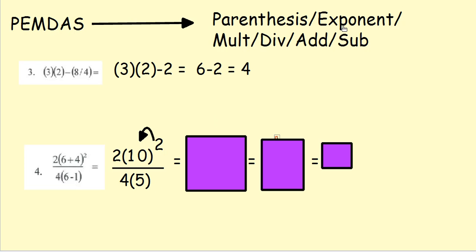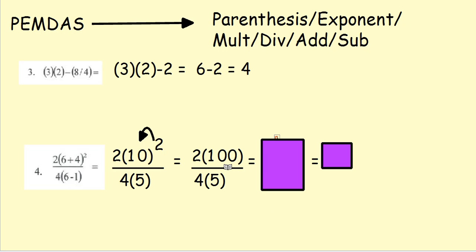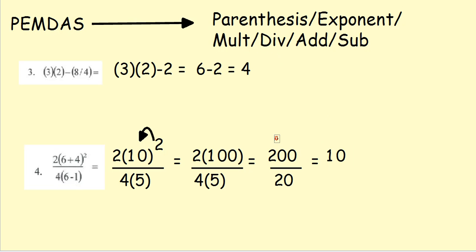Next is the exponents. And what you're going to do is send them on inside. So this will be 10 squared, which should give you 100. Now inside these parentheses, remember that this is multiplication when things are next to each other or something is right outside the parentheses. So we'll multiply 2 and 100, and 4 times 5 should give you 200 over 20. And then after you multiply, you're going to divide, which should leave you with just 10.